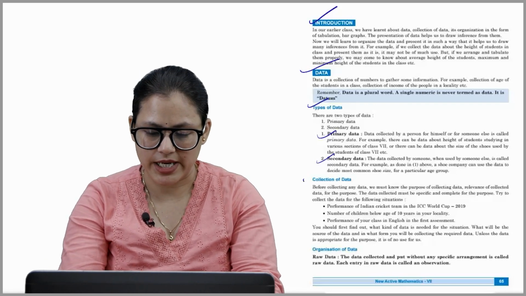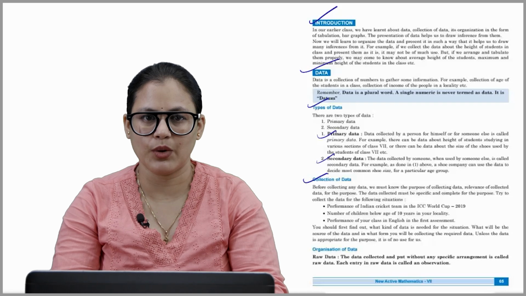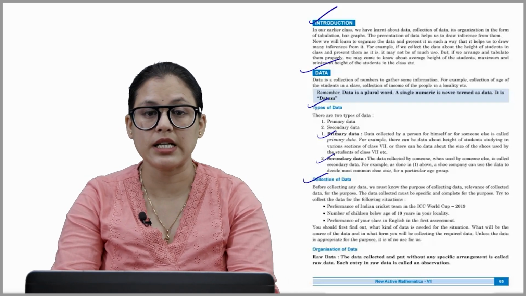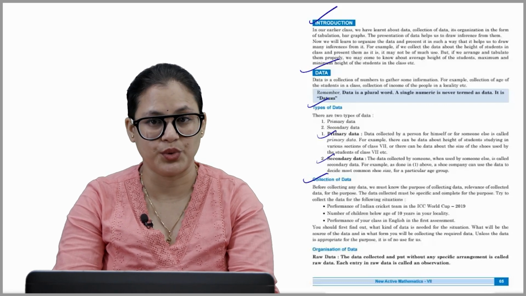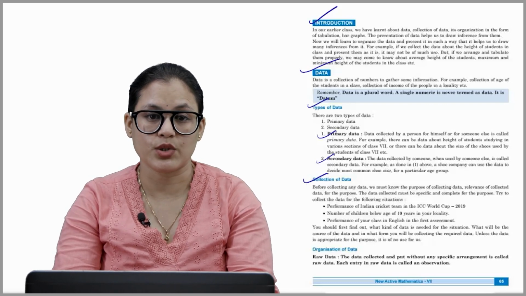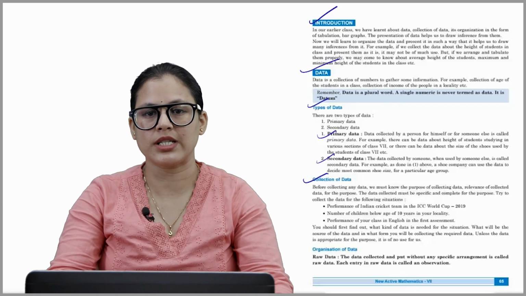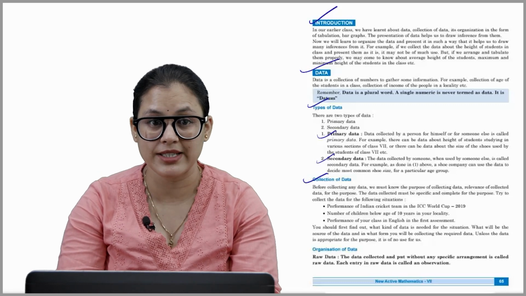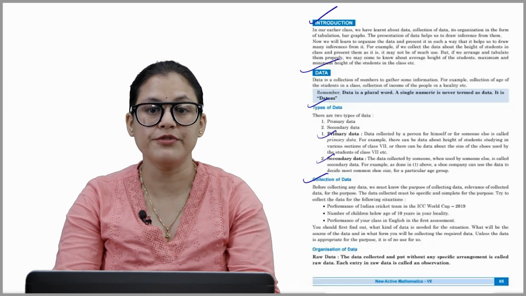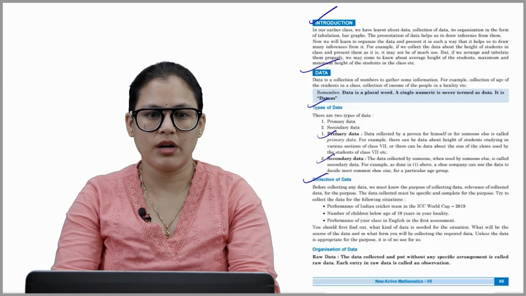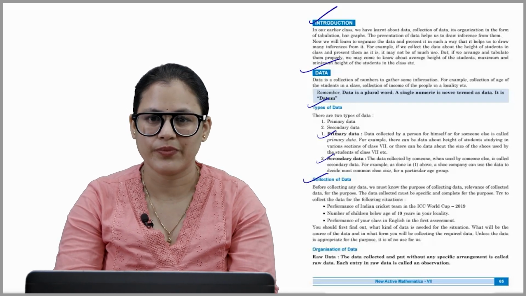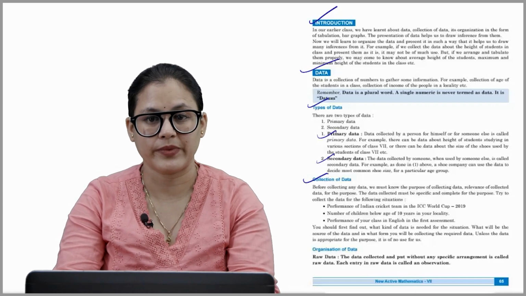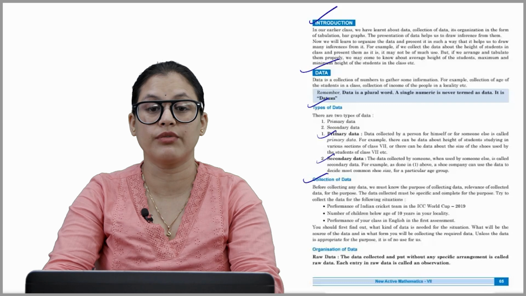Okay. Now, collection of data. Before collecting any data, we must know the purpose of collecting data, relevance of collected data for the purpose. The data collected must be specific and complete for the purpose. Try to collect the data for the following situations. Performance of Indian cricket team in the ICC World Cup 2019. Number of children below age of 10 years in your locality, and performance of your class in English in the first assessment. You should first find out what kind of data is needed for the situation. What will be the source of the data and in what form you will be collecting the required data. Unless the data is appropriate for the purpose, it is of no use for us.